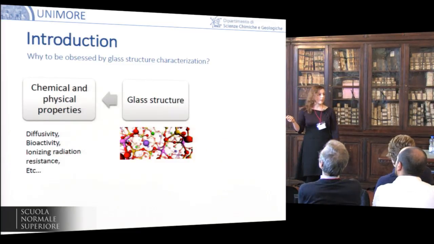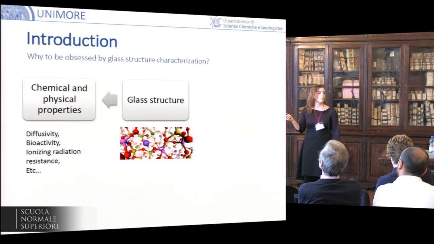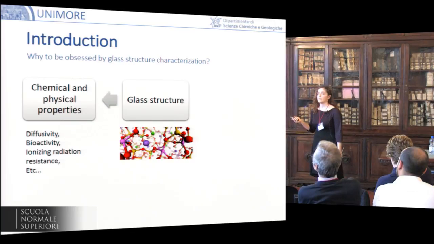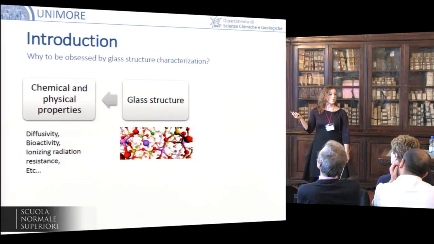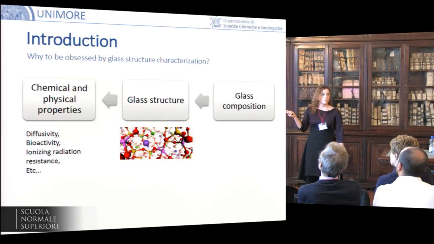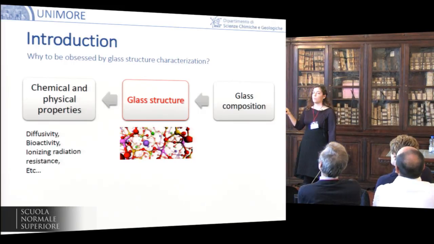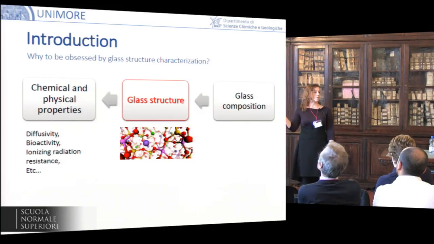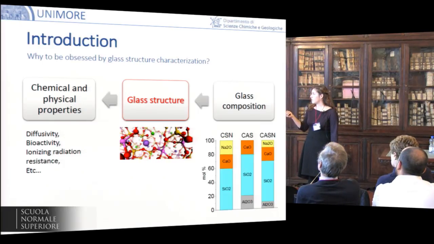Okay, so why be obsessed with the investigation of silicate glass structure? Basically because the chemical and physical properties of glasses like diffusivity, bioactivity, etc. are deeply affected by the structure, especially on the short and on the medium range order. And glass composition affects in turn glass structure. So, the investigation of glass structure is the key point to build a bridge between glass composition and glass properties, which means it's the key point to develop our design ability for these materials.